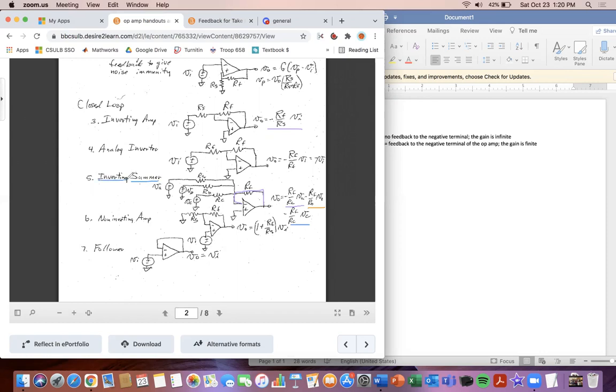And then number 6, which is the non-inverting amp. You can see right here, the difference is that we keep the output the same as the input, so they go in the same direction. But the difference is that we have 1 plus RF over RS times the voltage coming in. And so that's what we have. And we can see the voltage coming in here is hooked to the positive terminal.